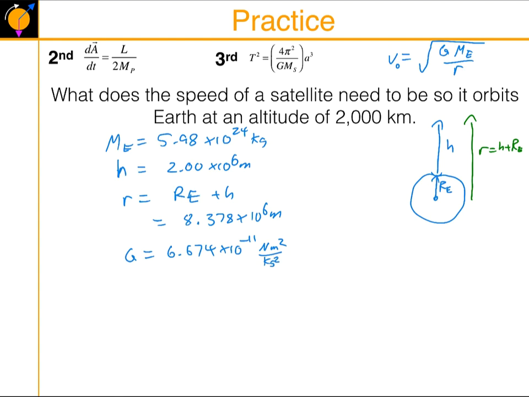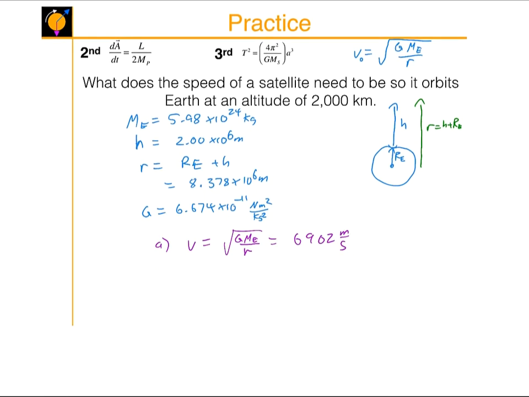So calculating the speed is just v equals the square root of g me over r. When I plug in all those numbers, I get that in order to orbit, the speed required is about 6.9 kilometers per second. That is how fast a satellite has to be to orbit the Earth 2,000 kilometers above its surface. What is the period? Well, we have that equation here for part b, you can use this, right?